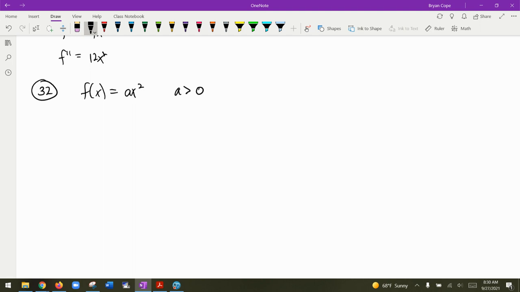Okay, so we'll use the same equation. f prime is 2ax, and f double prime is 2a. So our curvature numerator is going to be 2a. We had the condition of a being greater than 0 at the beginning, so we don't need to worry about that. And then (1 plus 4a squared x squared) raised to the 3/2.